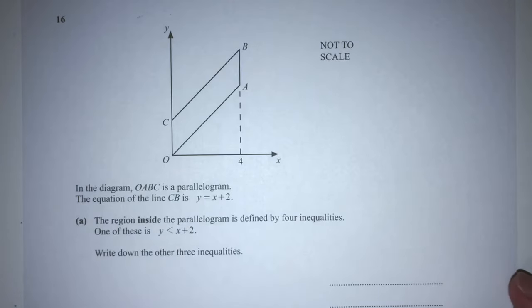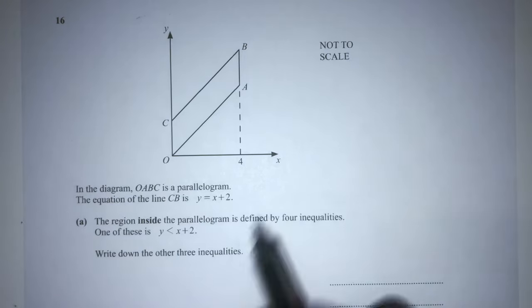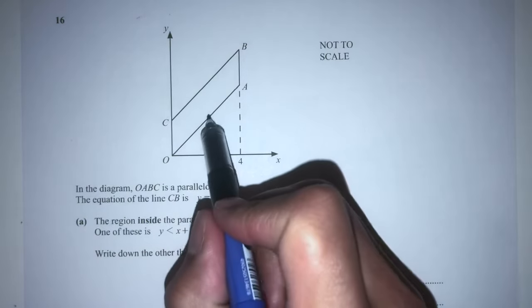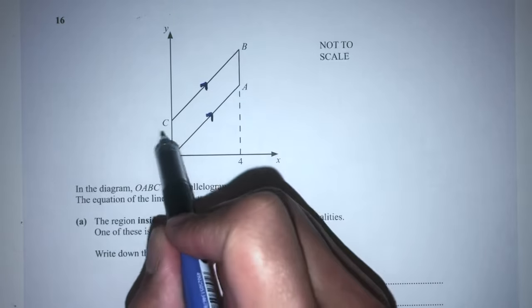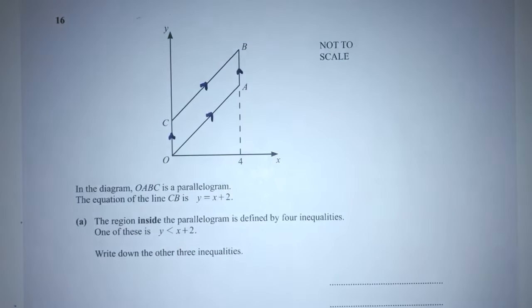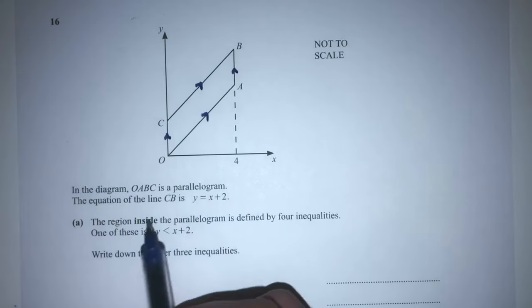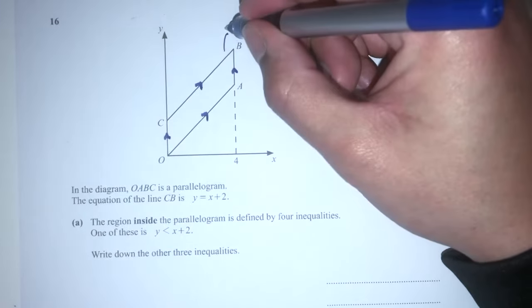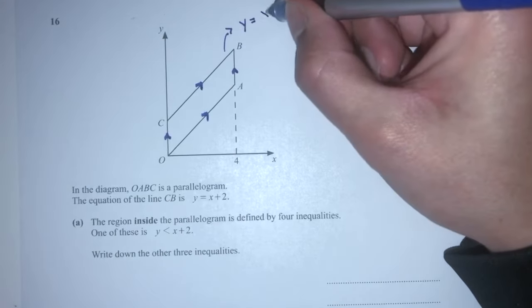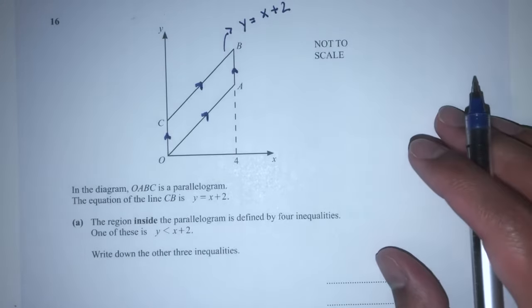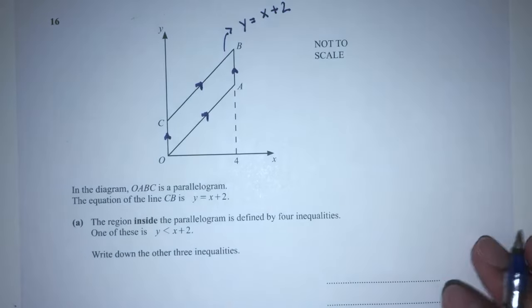So here, let's see what do we have. In this diagram, we have OABC is a parallelogram. As you can see, these two sides are parallel, and these two sides are parallel as well. That's why it's called a parallelogram. Now, we have been given the equation of CB, which is y equal to x plus 2.